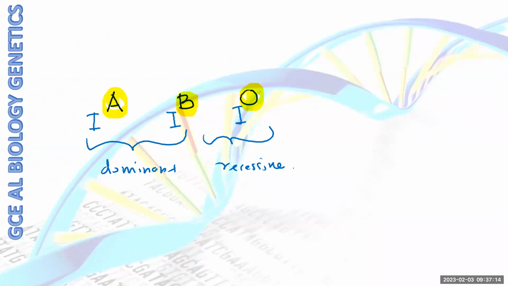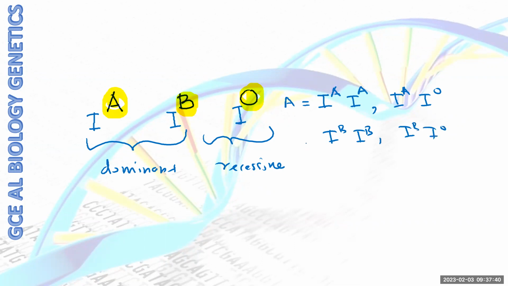So what combinations can we write now? One is IA IA, and IA IO. In this case, A is dominant, A is expressed, then the blood group is A. And the second one, IB IB, IB IO. In this case, B is dominant, blood group is B. If we get this combination, it is homozygous recessive, and the person has O blood group.